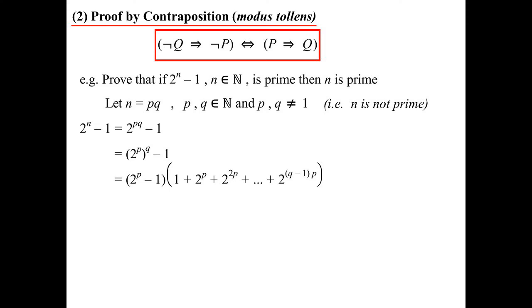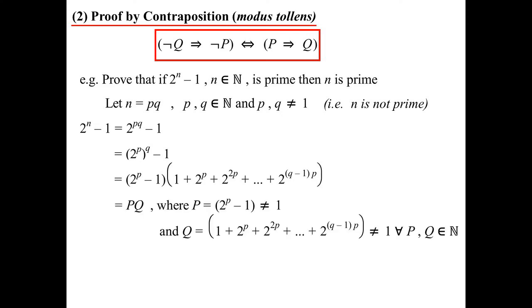Do you remember this factorisation? Remember we generalised the difference of 2 squares, difference of 2 cubes, where we said a to the power of n minus b to the power of n always starts with a minus b. So in this case, 2 to the power of p minus 1. And then the powers of a go down by 1, powers of b go up by 1, although I've written it in reverse order this time. So the powers of 2 are going up, 2 to the 2p, and we would keep going, and the last one would be 2 to the power of whatever q minus 1 is, times p. Well, that does equal p times q, no question about it.